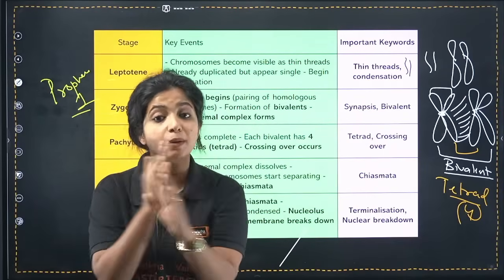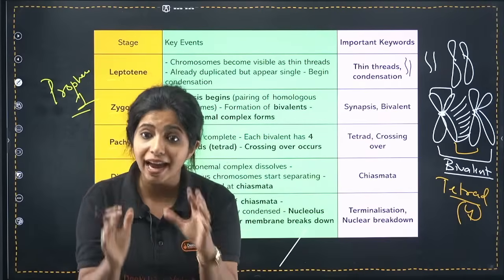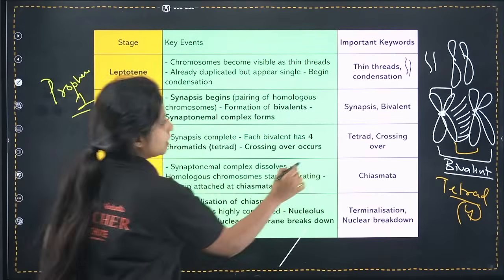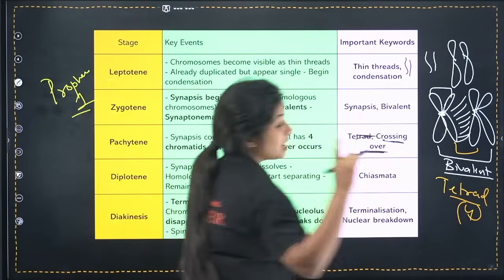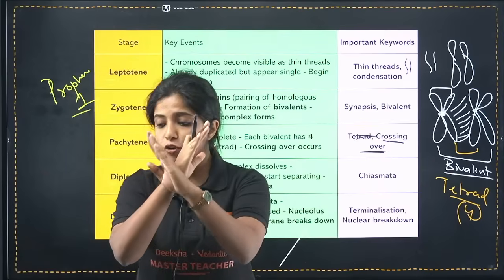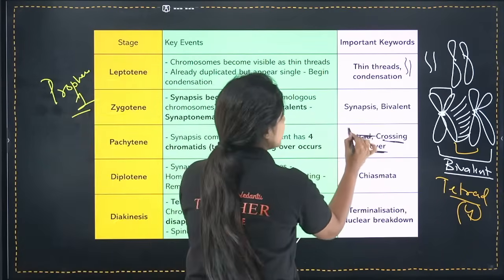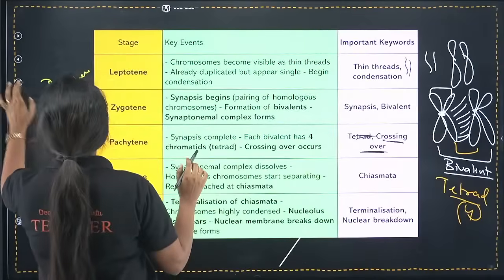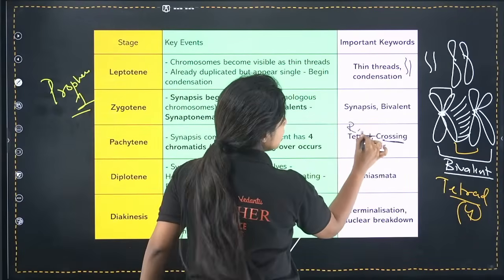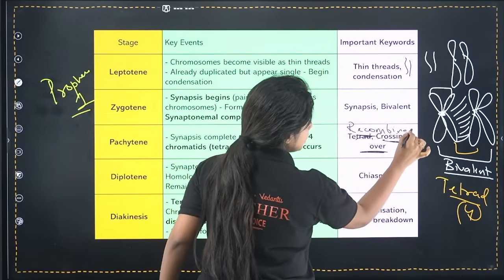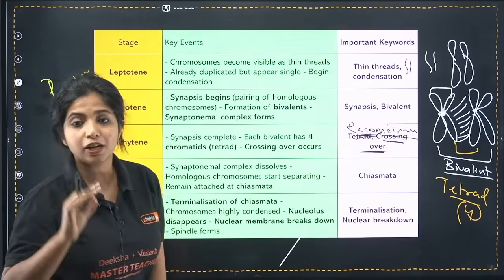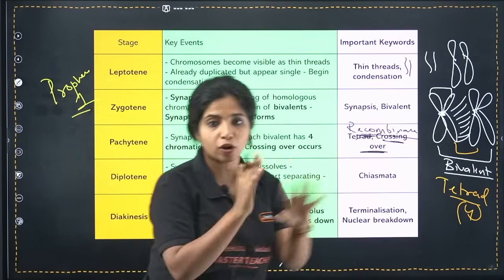Now since they are very close, what is going to happen? When you are very close, you might be exchanging some information, right? In this particular case, crossing over is going to happen, and this is the most important thing. When they cross over you need an enzyme. The enzyme's name is recombinase. Please do not forget it. Recombinase helps in the crossing over process.